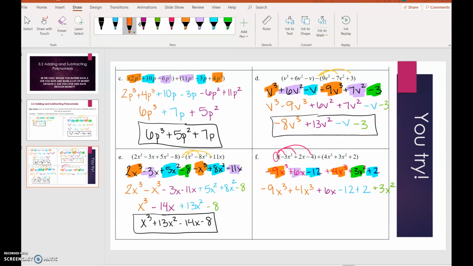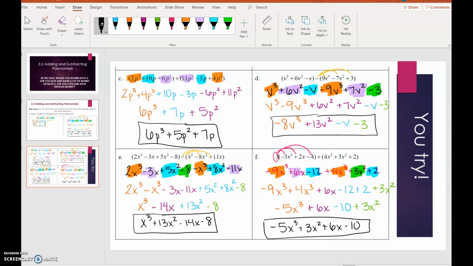And now we're just going to combine. Negative 9 plus 4 would give us a negative 5x cubed. Our x only had the 1, so we have just plus 6x. Negative 12 plus 2 would be negative 10. And then we have the plus 3x squared. And then check if it's in standard form, which it's not because x squared is bigger than 6x. So we have negative 5x to the third plus our 3x squared plus our 6x minus our 10. And that would be our final answer.